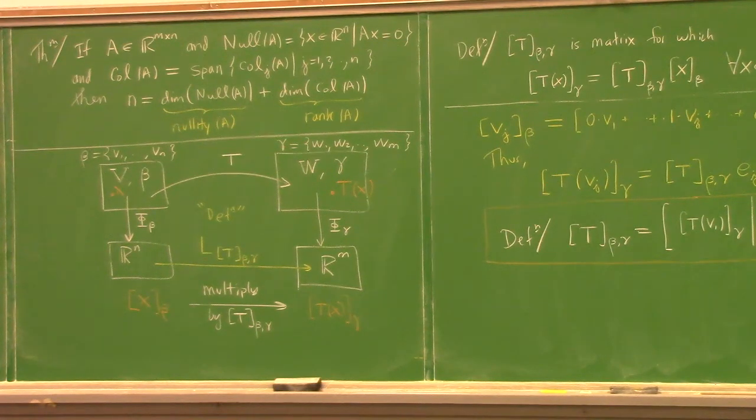Why use the brackets? Because I'm talking about the coordinate vectors. Coordinate vectors.